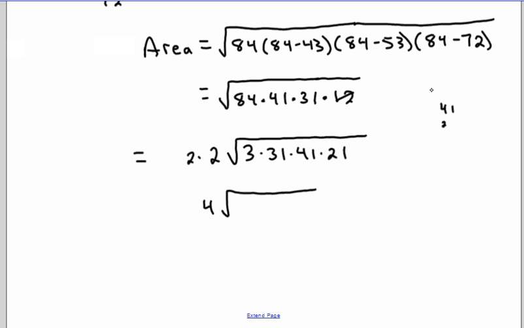Or actually, you know what, guys? This would be even easier. Now we've got this way. I've got 3 times 21, which is 3 times 3 times 7, then times 31 times 41. So 3 times 3 is 9. Square root of 9 is 3.